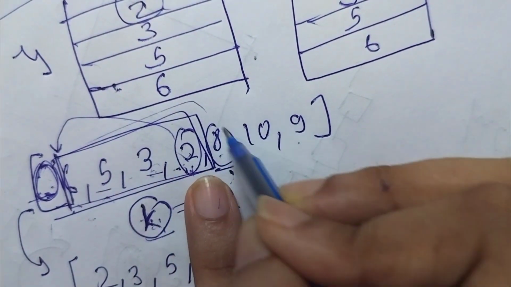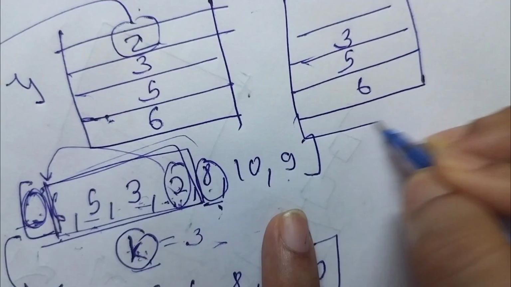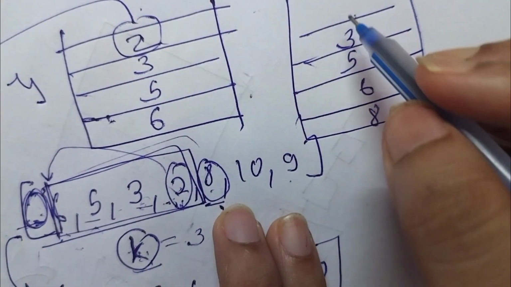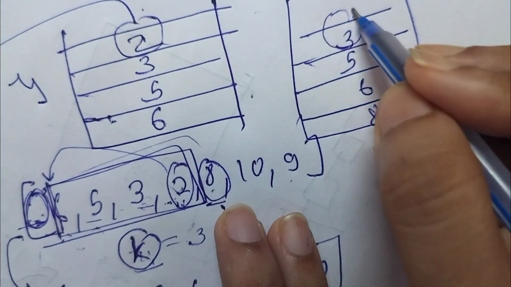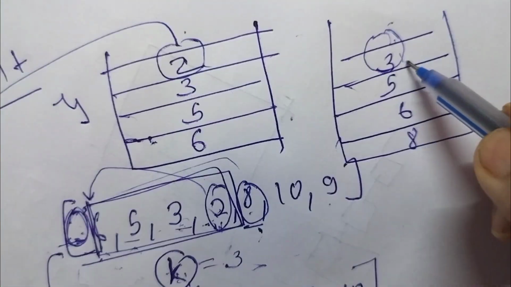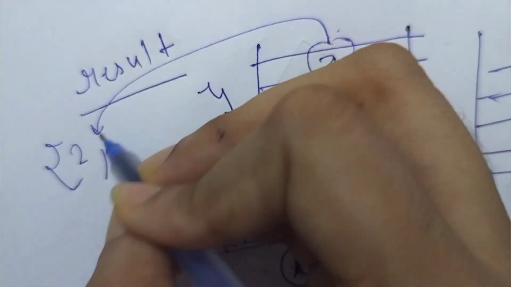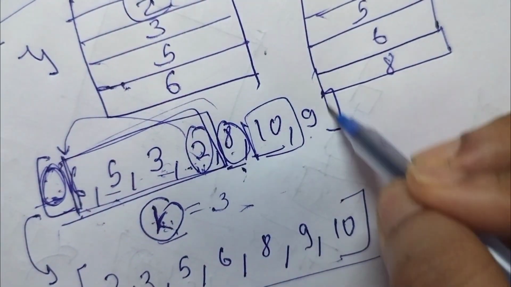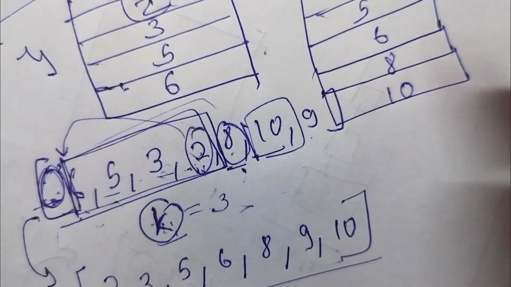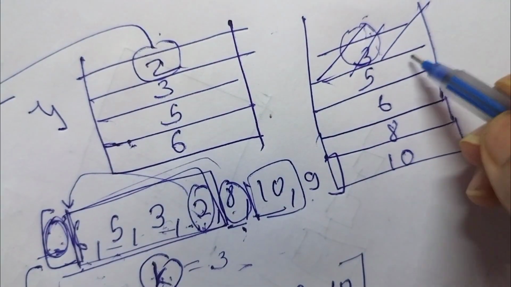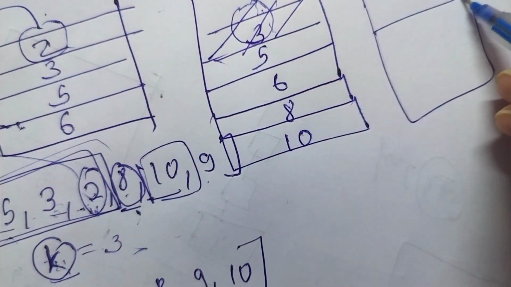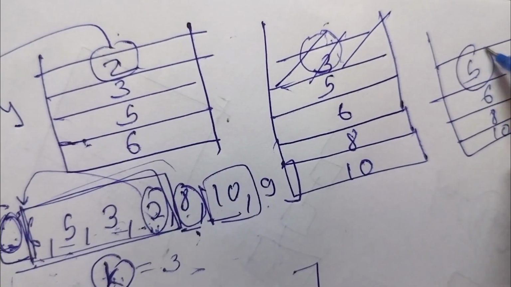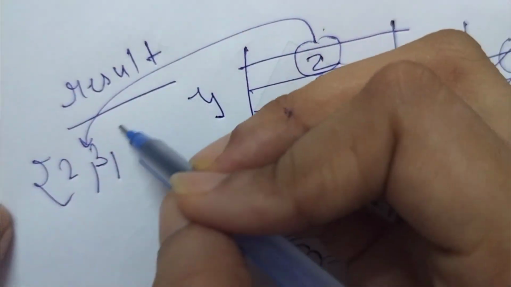Now we get 8, which will be placed here because it's a min heap. As we have pushed k plus 1 elements, again the heap pops the topmost one, which is 3, and 3 should be placed here. Then we move to the next, which is 10. Now the topmost is popped, and we are left with 5, 6, 8, 10. Now the topmost is 5, which is pushed into the result.